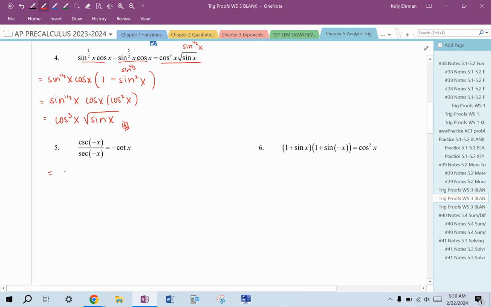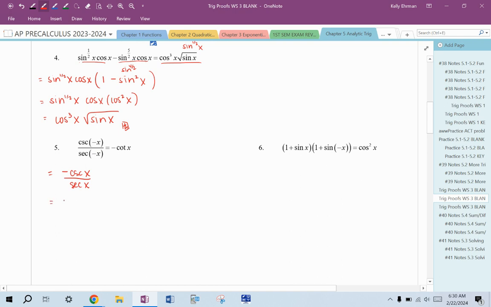Cosecant of negative theta is equal to negative cosecant of x, and secant of negative x is equal to secant of x. Cosine and secant are the only ones, because they're even functions, they're the only ones where the negative goes away.